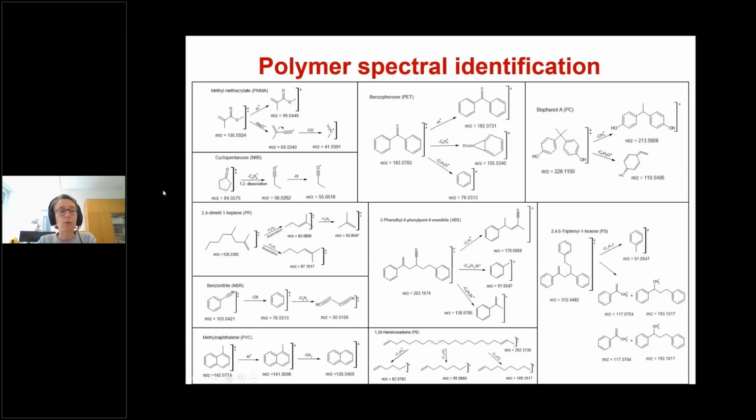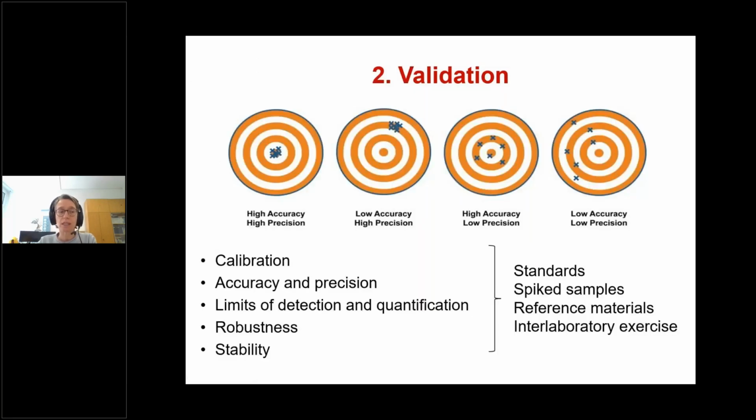We did this for all the 10 polymers that we identified. Here, you cannot see this information, but it is in the paper. We provide information on the 3 main ions at exact mass that are used for confirming the presence of a polymer in the sample. We go to the validation. The validation is done through calibration, accuracy and precision, limits of detection, robustness, and stability. We do that with the standards, the ones we made, with the spiked samples, with the reference materials, and in an interlaboratory exercise.